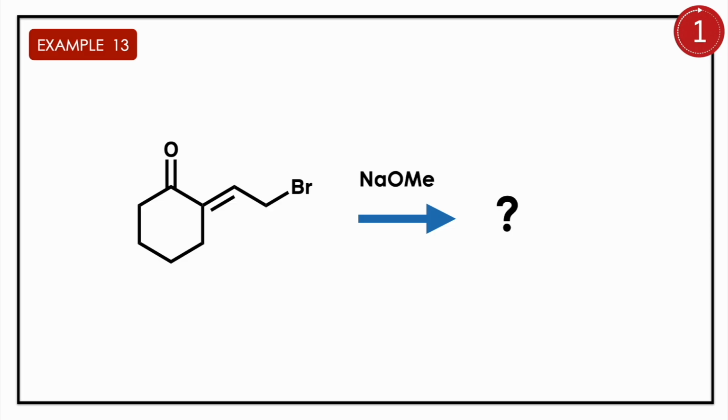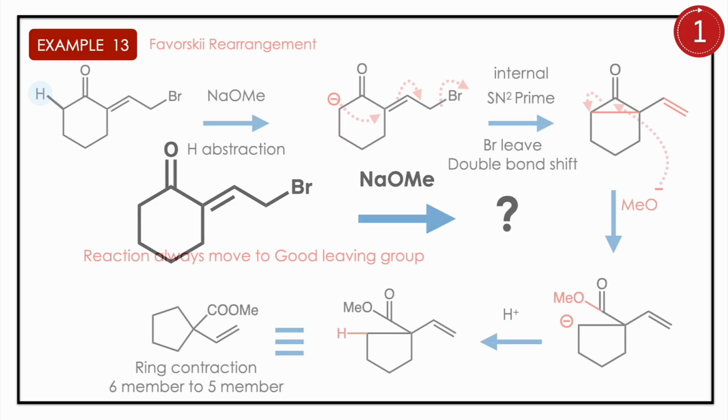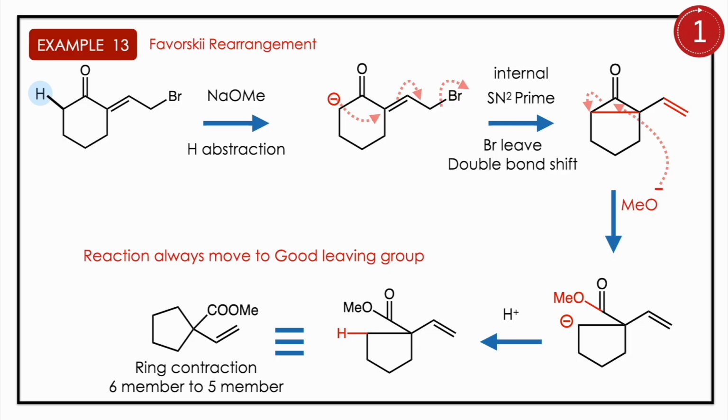Then the next question. Here you have cyclohexanone. At the second position you have an alkene which has a side chain bromine. You are using sodium methoxide. You should find what will be the final product. The starting material has alpha hydrogen and a ketone. The only twist is that the bromine is on a side chain, but it is in conjugation with the alkene. So it's a kind of variation in Favorskii rearrangement. The same pathway follows with an SN2 prime mechanism.